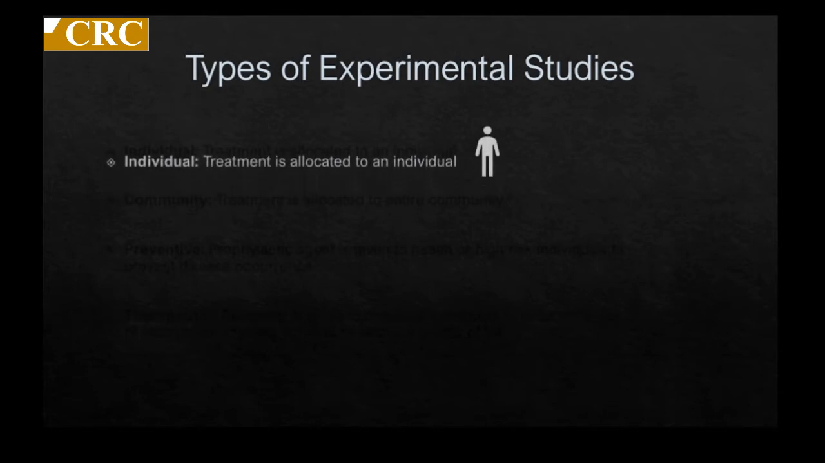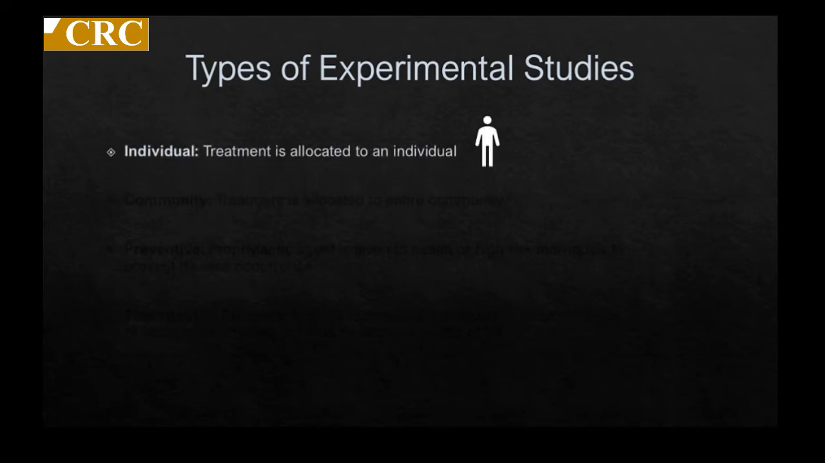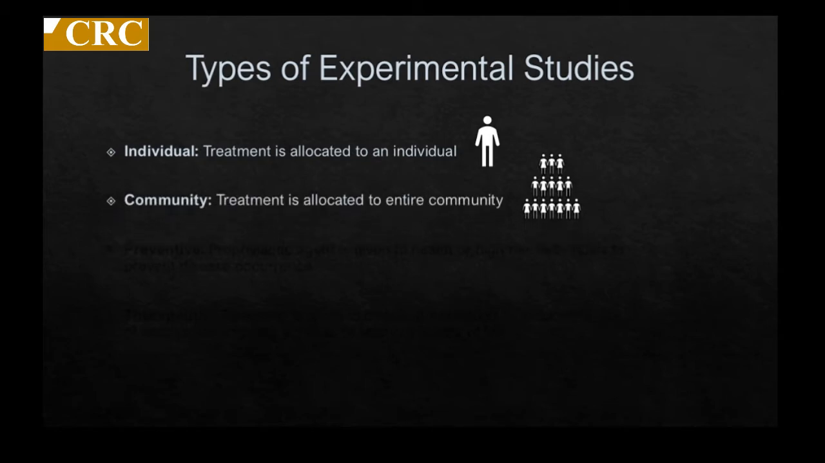Individual trials. In an individual trial, treatment is allocated to individuals. This is the most commonly conducted clinical trial. Community trials. In community trials, the treatment is allocated to the entire community. Community trials are less common. A well-known community trial was the Newburgh-Kingston caries fluorine study, which was conducted to determine if increasing fluoride levels in drinking water would reduce the incidence of dental caries among resident children.